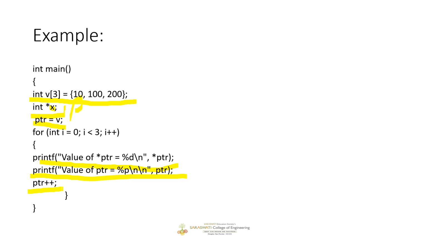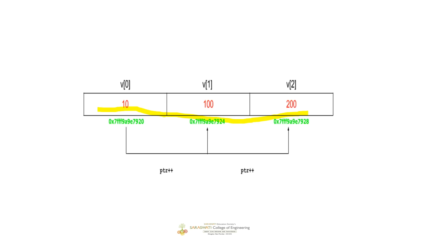Initially ptr was pointing to the first element of the array. When I do ptr plus plus, now ptr will point to the second element of the array, and after that the loop will run once again, and then ptr will point to the third element of the array. This diagram will make it more clear.